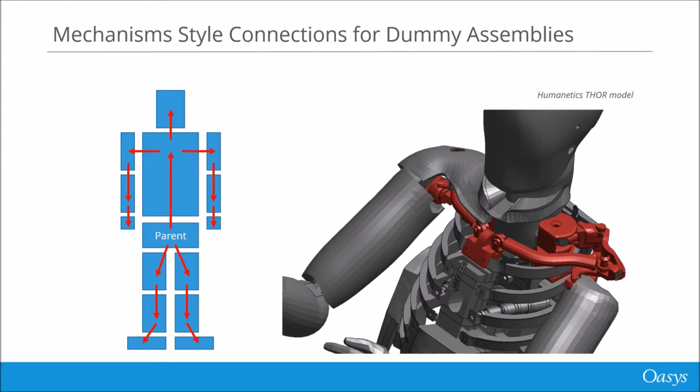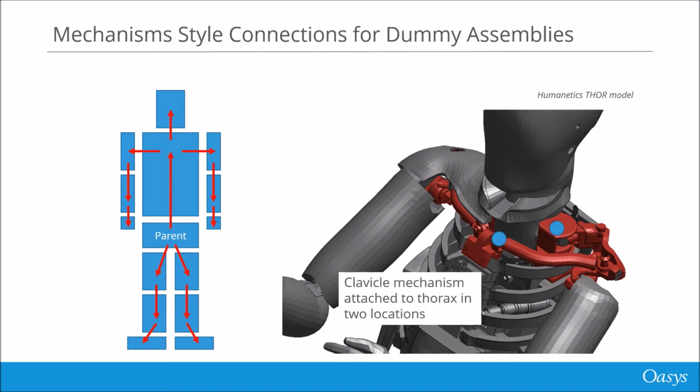But here, if we have a look at the Humanetics Thor model, here we have the clavicle assembly and the shoulder joint. Now this is an enclosed mechanism which is attached to the thorax in two locations. So in this case, you have a child and you want it to attach to a parent in two different locations. So here you can see we've got a self-contained clavicle mechanism, and it wasn't possible in Primer before to set this up using the tools that we have.